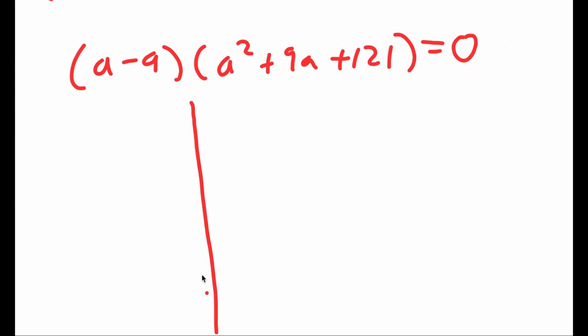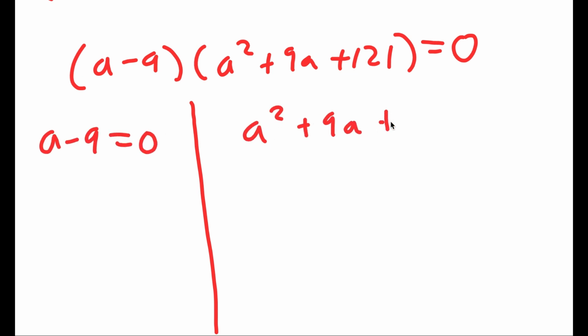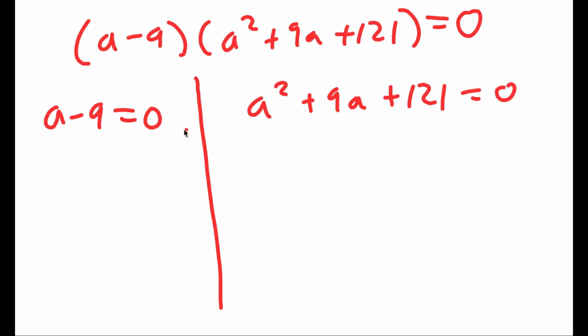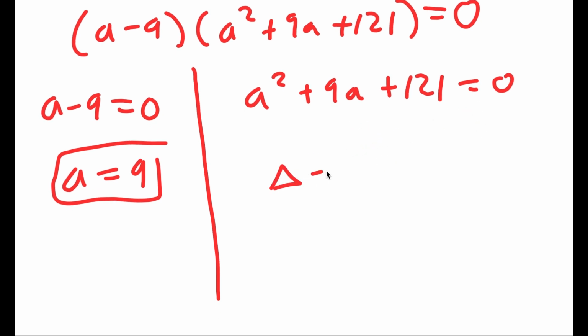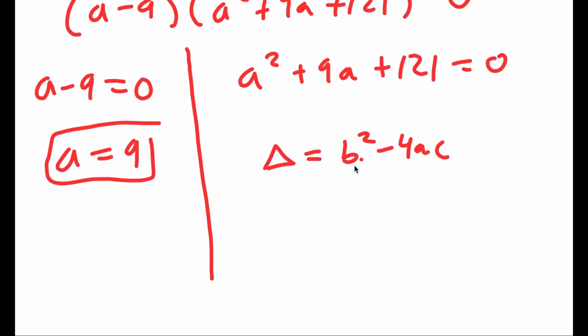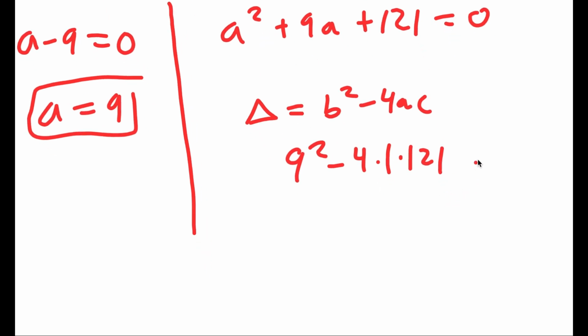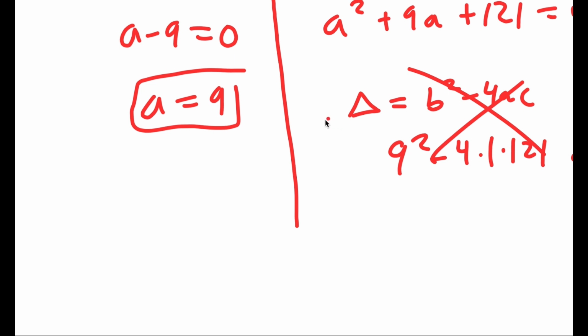Now this gives me two equations. I have a minus 9 is equal to 0, and a squared plus 9a plus 121 is equal to 0. So for a minus 9 equals 0, I get a equals 9. And for a squared plus 9a plus 121 equals 0, well, let's first find the value of b squared minus 4ac. Because the value of b squared minus 4ac is less than 0, this means that we can't use this solution. So the value of b squared minus 4ac is 9 squared minus 4 times 1 times 121, which is less than 0. So there's no solution here.